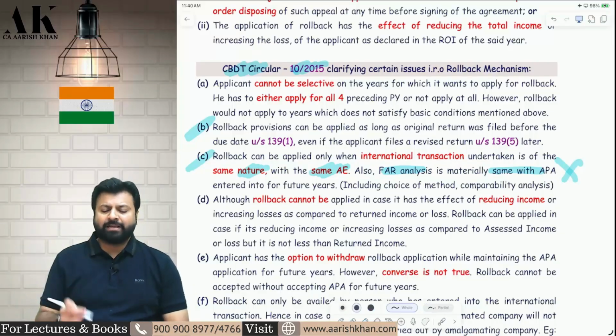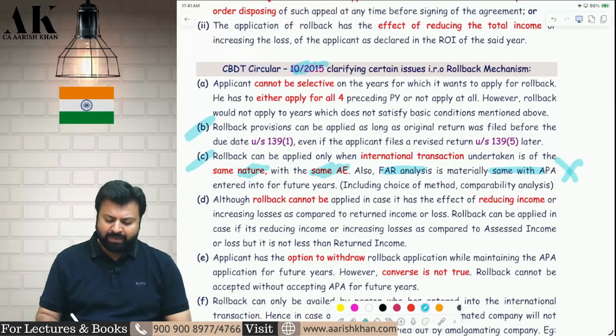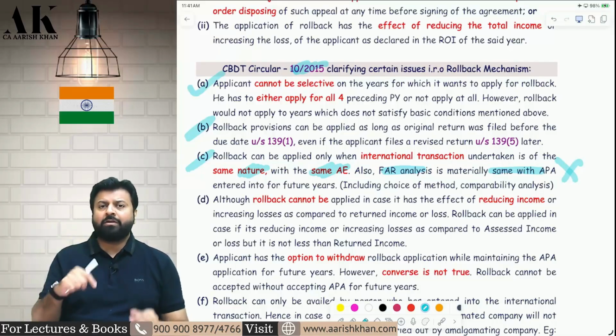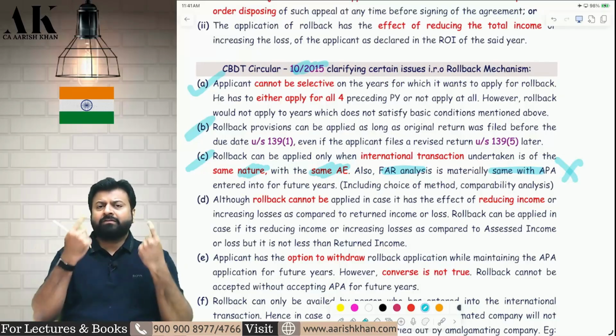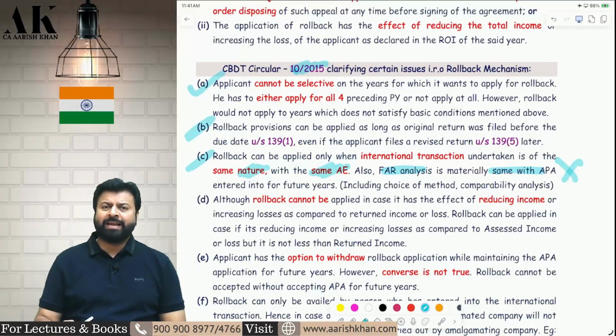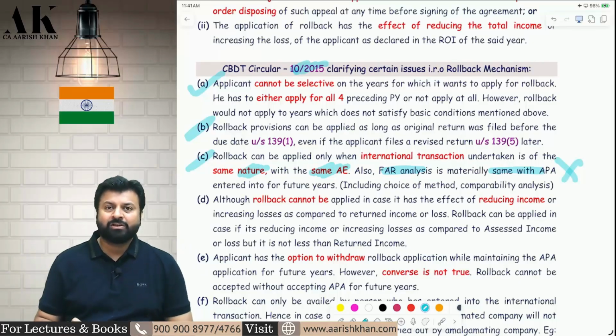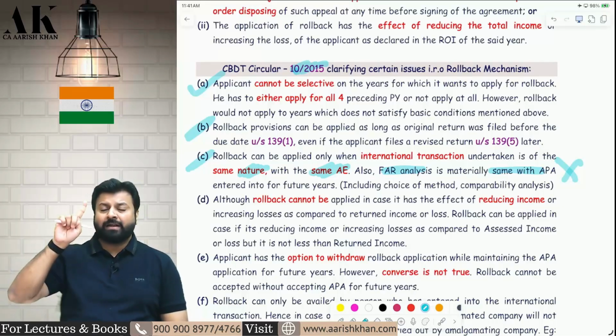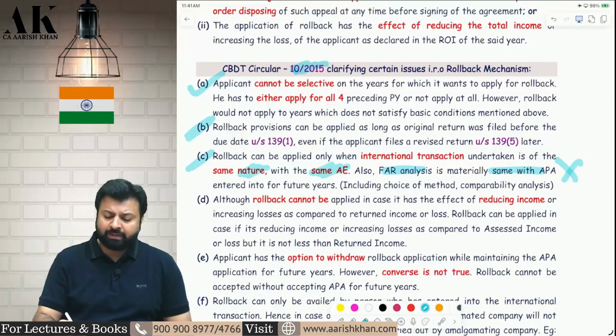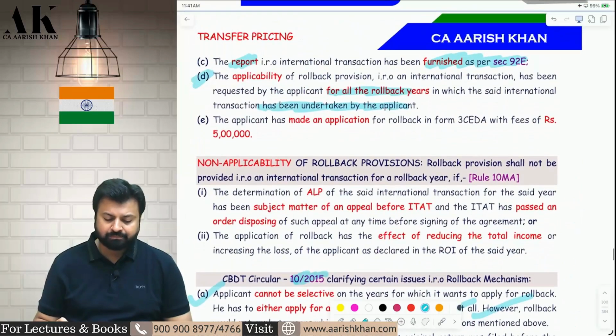One more relaxation is given by CBDT over here in point number A. That is, in one of the years, you have violated some condition. Out of the 4 rollback years, in one of the years, you have filed the return late, or in one of the years, you have not filed the Form 3CEB on time. So you can go for rollback for the remaining years. So if in one of the years the international transaction was not the same, or in one of the years you have violated some condition, you can go for rollback of the remaining years. I hope it is clear to all of you.